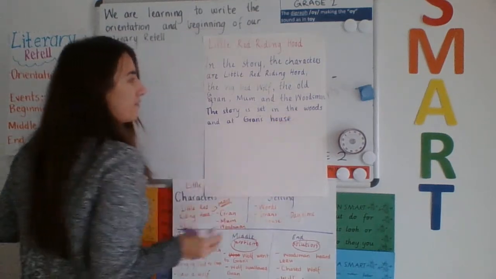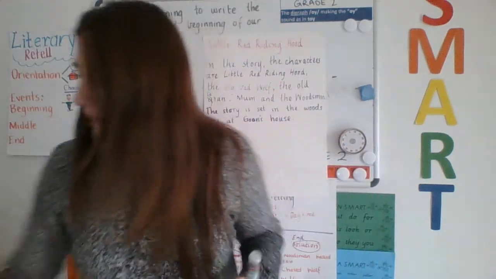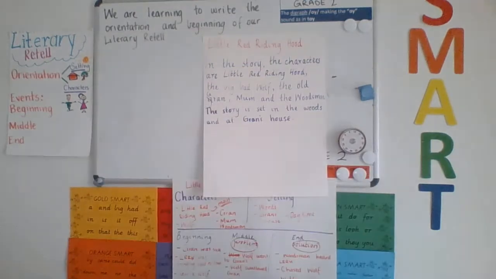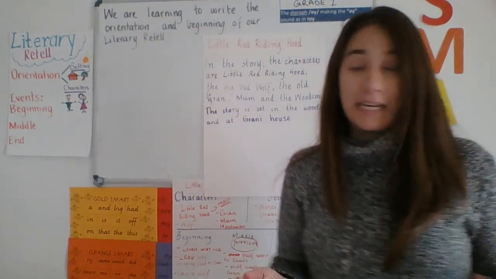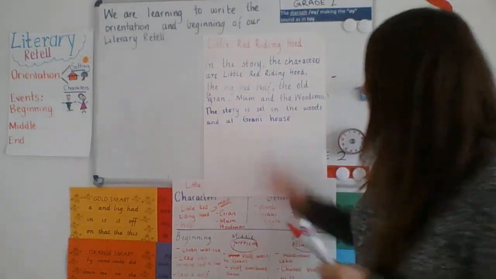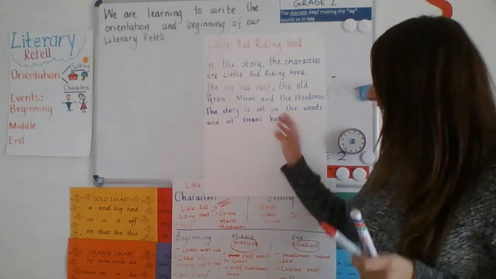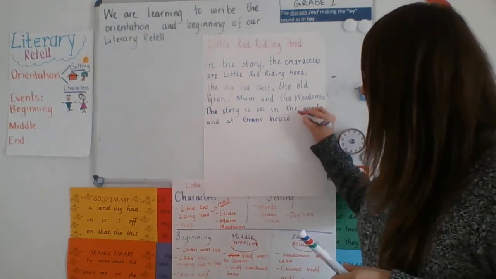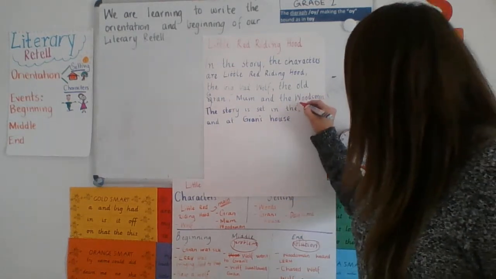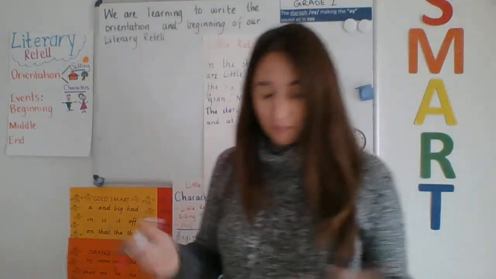Now, before I continue today, I want to quickly have a think about how I can make this writing better, okay? Now, we know how important it is to use adjectives to make our writing more interesting. So if I have a look at this sentence, the story is set in the woods and at Gran's house. I can describe the woods. Instead of just saying the woods, I might describe them as the scary woods, okay? You might think of a different word.